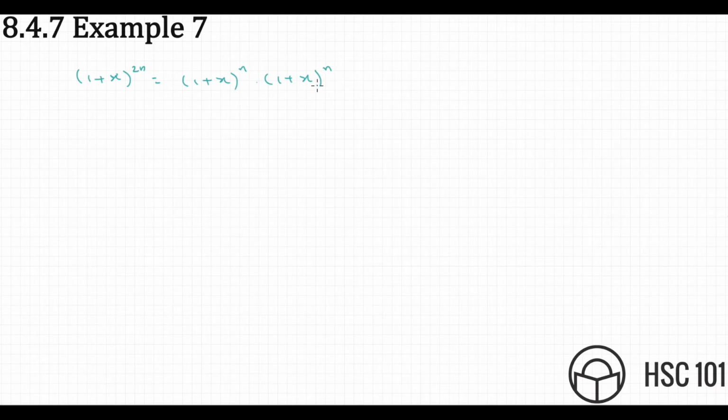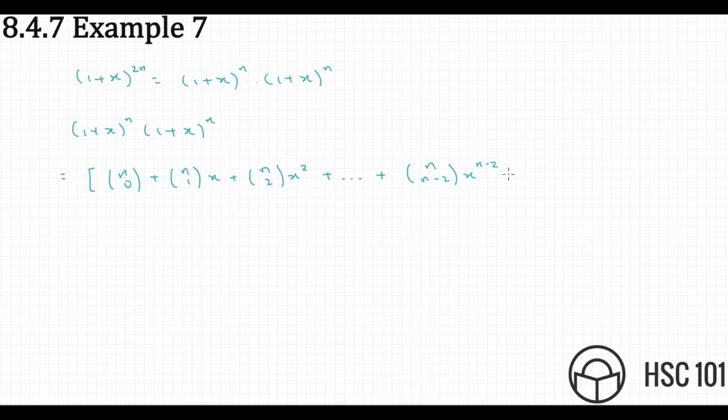I did that on purpose, because if you did this by writing it as (1 + x)^n times (1 + x)^n, what you'll realize is, if I do the expansion for both, I'll do this. So if I've got (1 + x)^n times (1 + x)^n, this is going to be equal to nC0 plus nC1 x plus nC2 x squared plus dot dot dot plus nC(n-2) x^(n-2) plus nC(n-1) x^(n-1) plus nCn x^n multiplied with exactly the same thing.